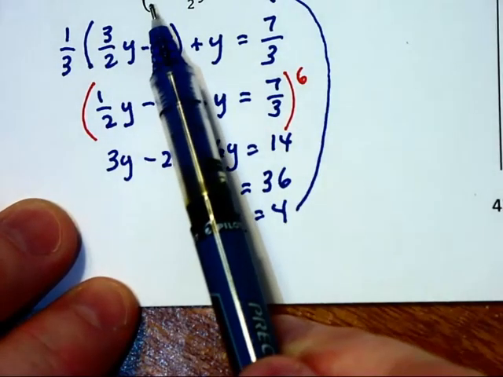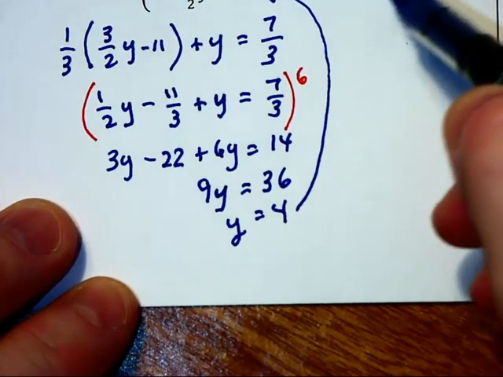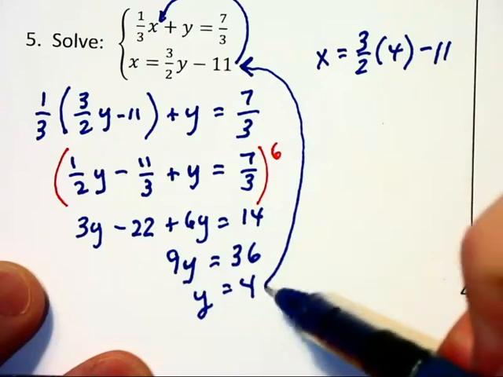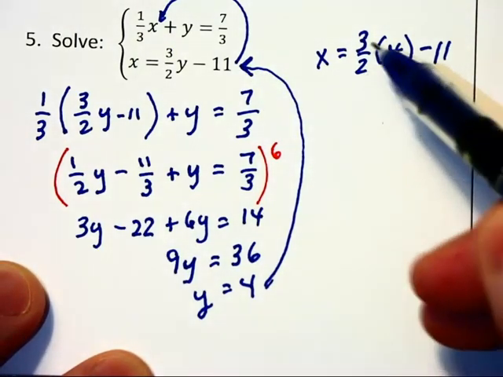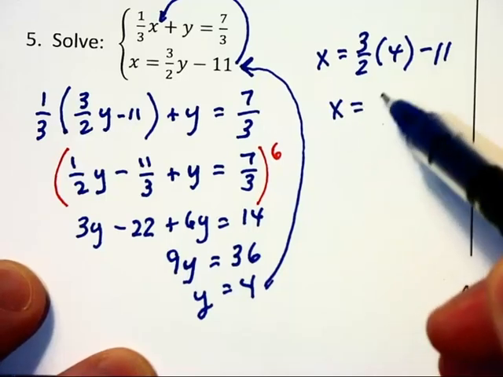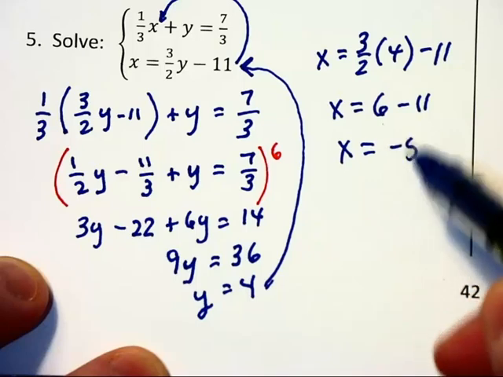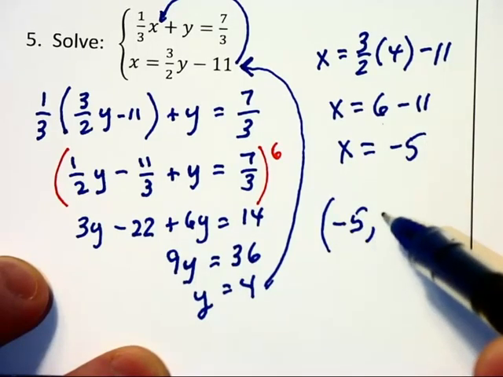Now I want to substitute that 4 into one of these original equations to find x, and I choose right here because I can get x equals 3 halves times 4 minus 11. You couldn't see that. I substituted into the second equation. I'm going to cancel here to get 2 times 3 is 6, so x will equal 6 minus 11, and therefore x equals negative 5, and our solution is the coordinate point negative 5, 4.